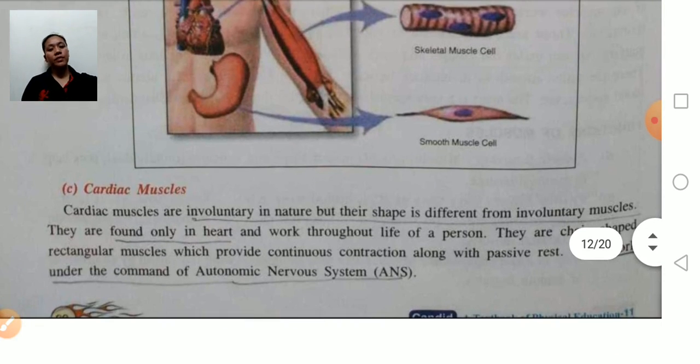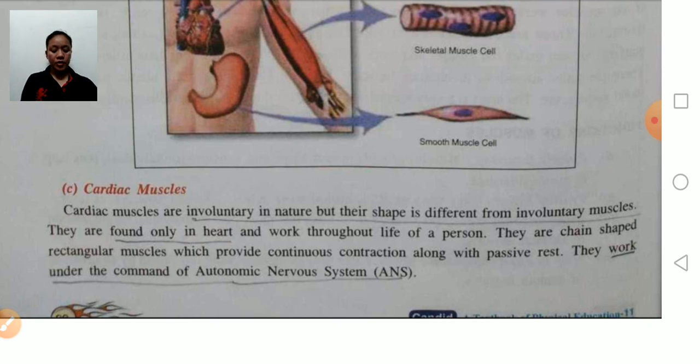Next is cardiac muscles. Cardiac muscles are involuntary muscles. They are also involuntary in nature, but their shape is different from other involuntary muscles, and they are found only in the heart. They work throughout the life of a person. If they stop, then the person will die. They are chain-shaped rectangular muscles which provide continuous contractions along with passive pressure. They work under the command of the autonomic nervous system.